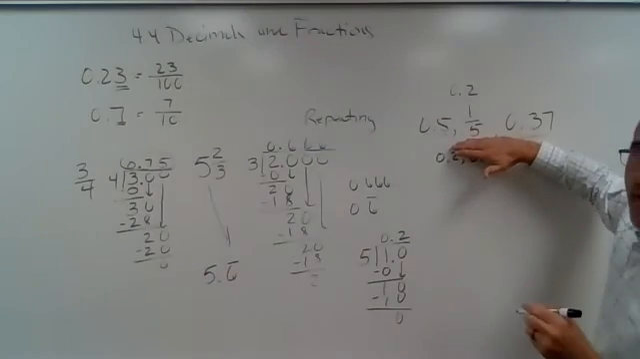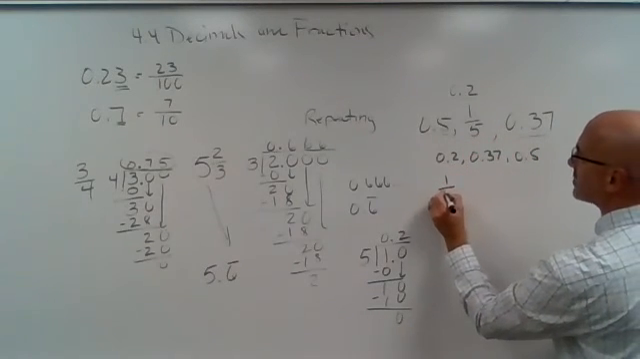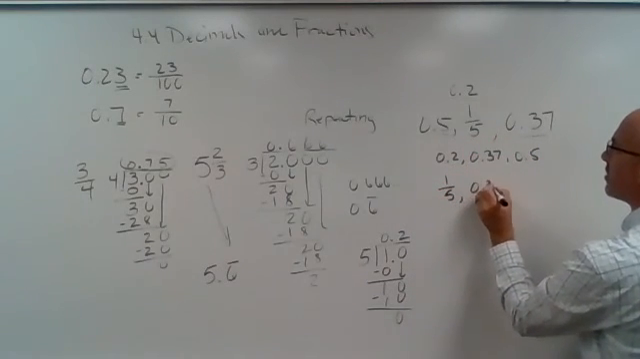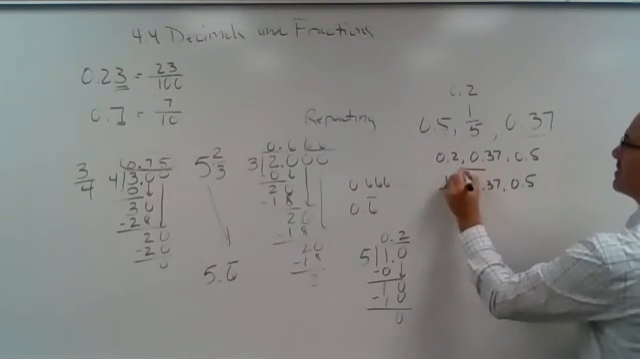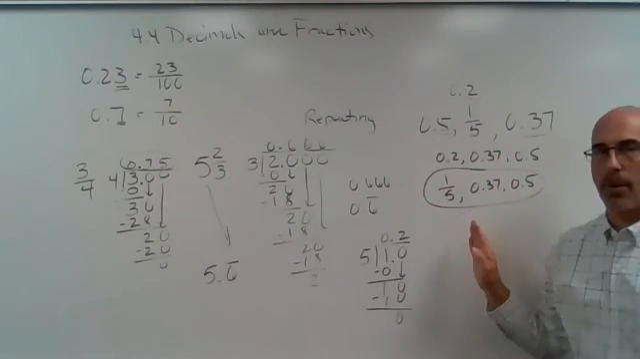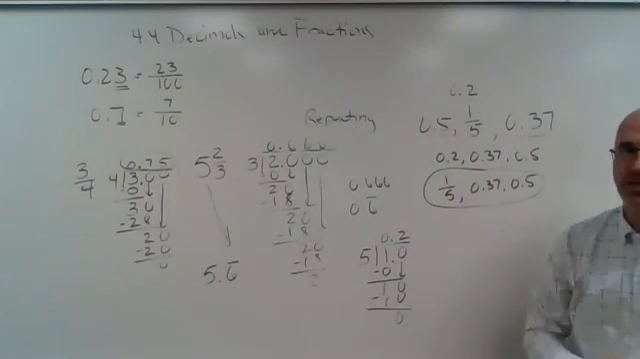But then we have to go to the original problem. The original problem asks to put 1/5 in there. So we're going to label that as 1/5, 0.37, 37 hundredths, and then 5/10. So this would be the answer to our problem, putting these particular numbers in order from least to greatest.